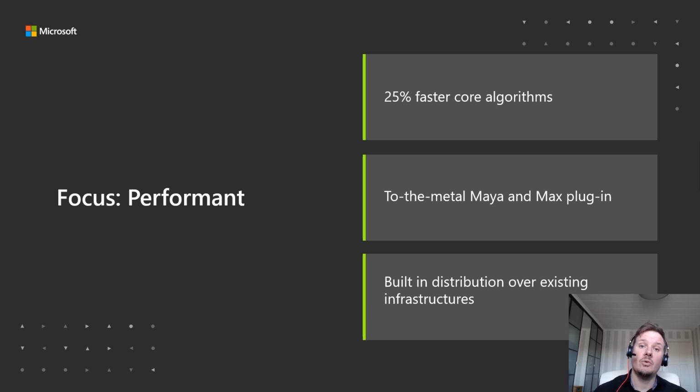And finally, we're changing how we distribute things, which means that with Simplygon 9, you're going to be able to hook into existing infrastructures, such as IncrediBuild or FastBuild. We also provide you with a very simple distribution infrastructure if you'd like to use that instead.